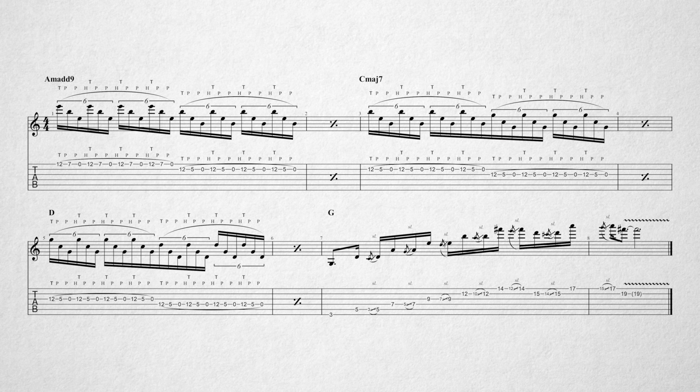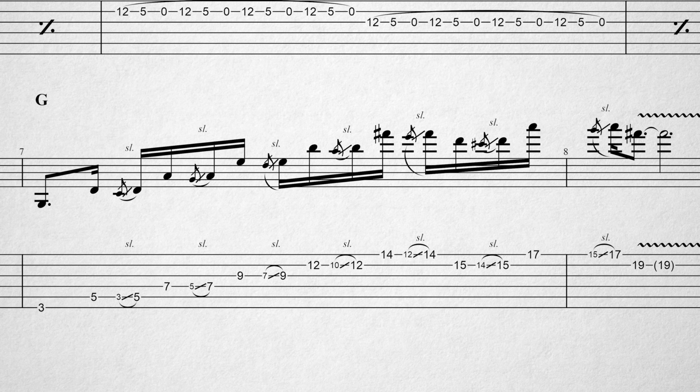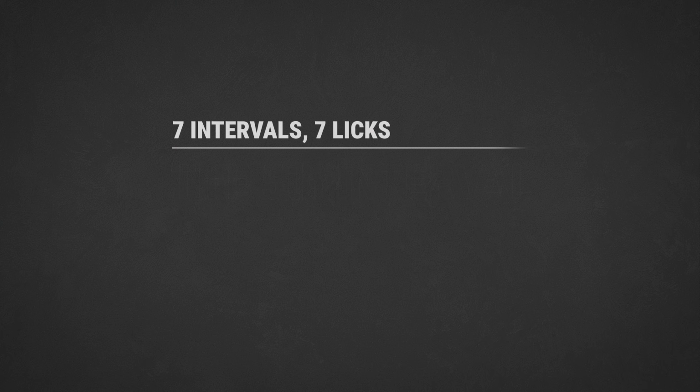The last lick is based on pure fifth intervals, again in the style of Steve Vai. And I hope you can forgive me for bluntly yielding to my youth addiction, weak as I am.